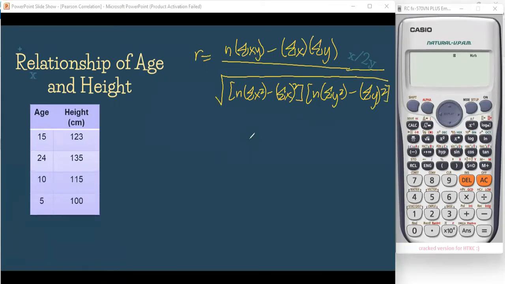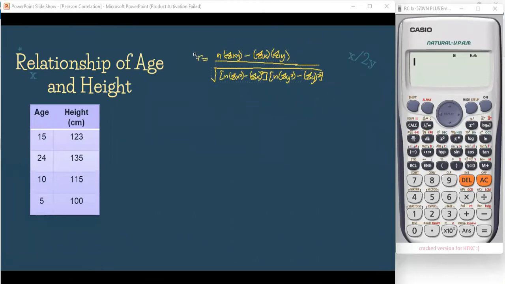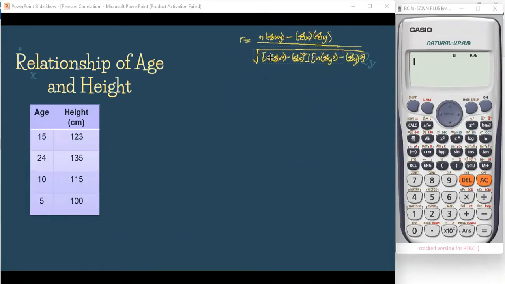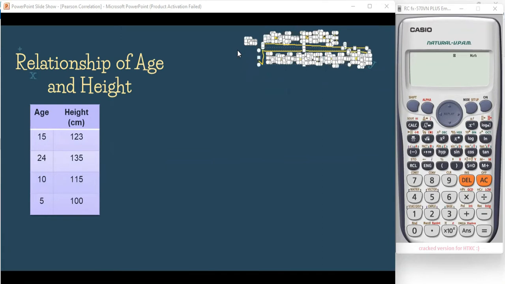As you can see po, meron po tayong ditong mga summation. We have the summation of xy, the summation of x, the summation of y, the summation of x squared, and the summation of y squared. So, ibig sabihin po, para ma-solve natin si r, kailangan po muna natin yan lahat i-solve. So first, let's have the table of values. So for example, let the age be our x and let the height be our y.